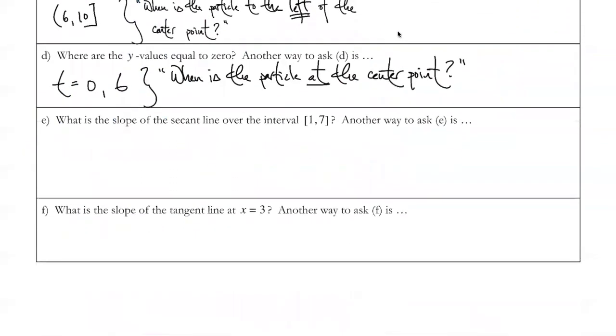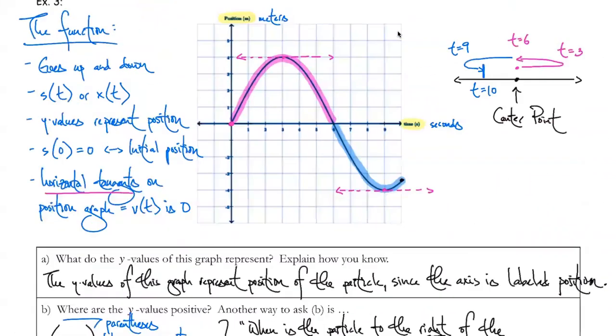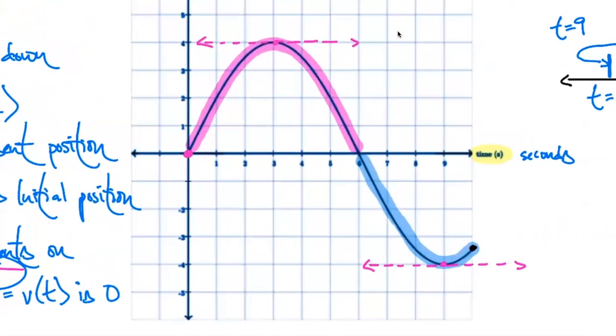All right, so in part E, what is the slope of the secant line over the interval 1 to 7? Okay, so we're looking at the interval 1 to 7, and because I have brackets here, I am including 1 and I am including 7. So let's go back to our graph. Let's maybe do this in green, and we'll draw that secant line from 1 to 7. All right, let's zoom in a little bit here.